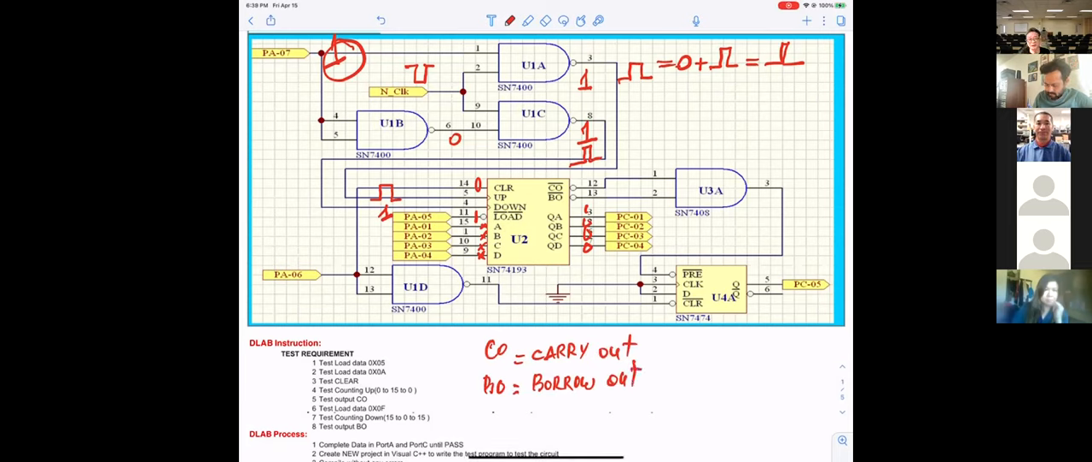That means the output is not tested yet. Doesn't that mean minus one or plus one bit? Well, that means the output from CO and BO is not being tested up to now. So you cannot say U2 is completely working. If you say U2 is completely working, you have to test every input, every output.